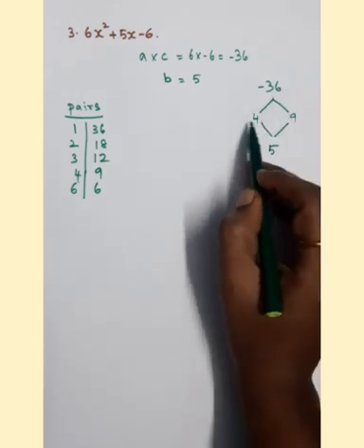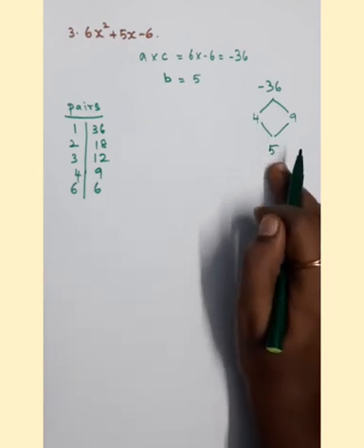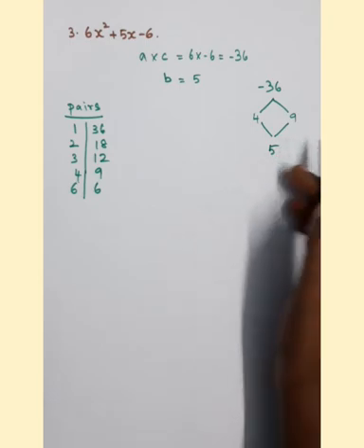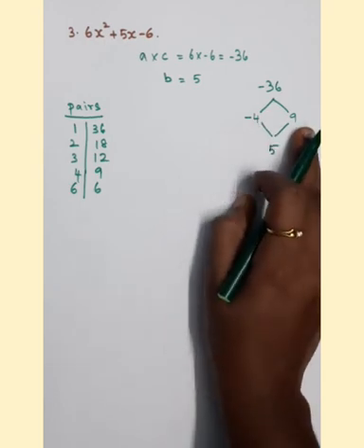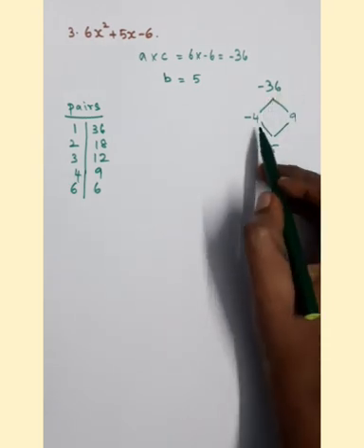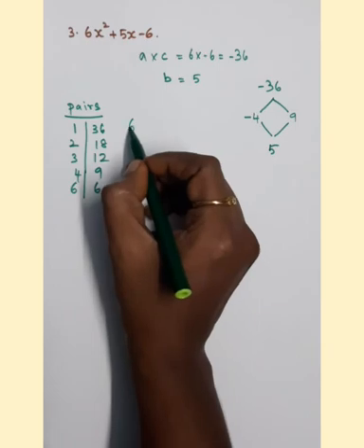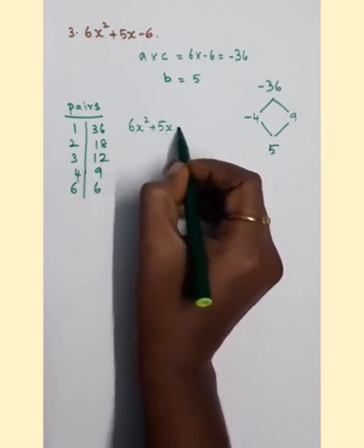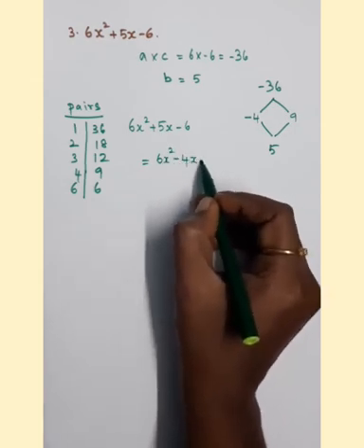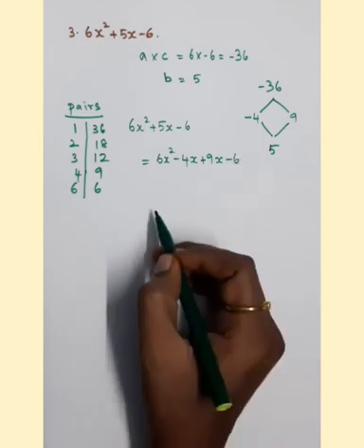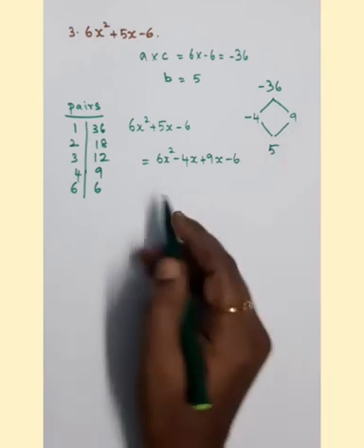So any one of the numbers should be negative, and here the sum is 5, that is a positive number. So we can take the 4 as a negative number, because minus 4 into 9 will give you minus 36, and minus 4 plus 9 will give you 5. So 6x squared plus 5x minus 6 can be written as 6x squared minus 4x plus 9x minus 6. So 5x, we are splitting that as minus 4x and plus 9x.